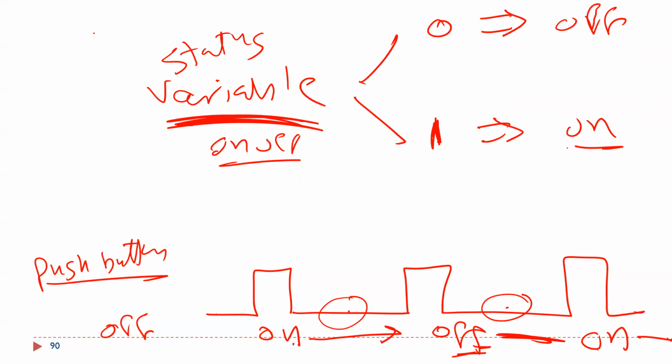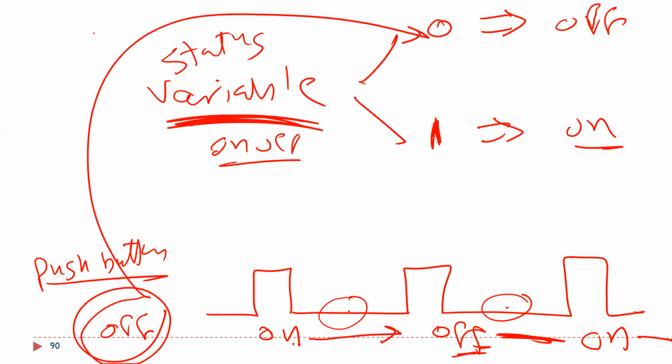Is that okay, guys? So all I have to do, listen to me: initially the system should be off. That means the variable should have value 0. And then, in order to turn the LED on or off, I'm going to check the variable. If the variable is 0, the LED is off. If the variable is 1, the LED is going to be on. You got what I'm saying?